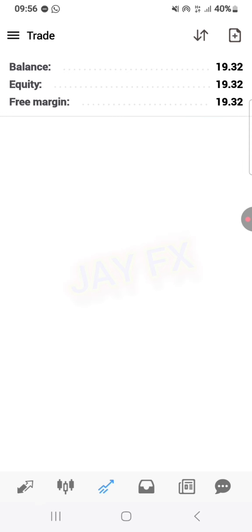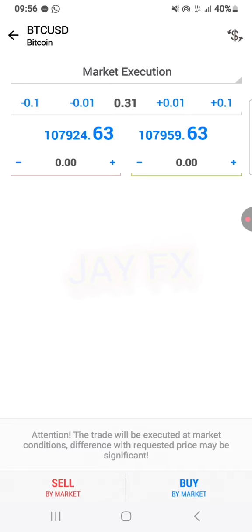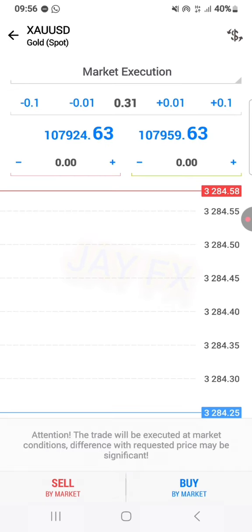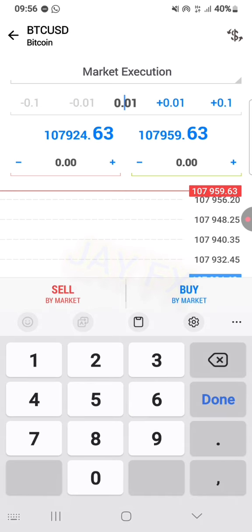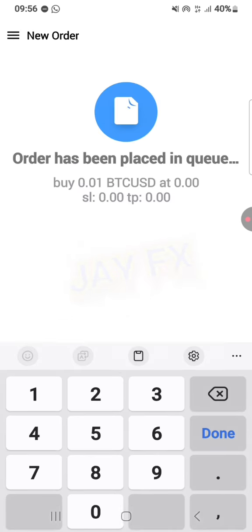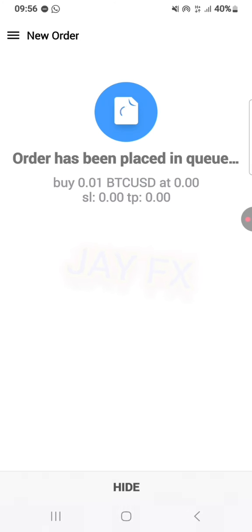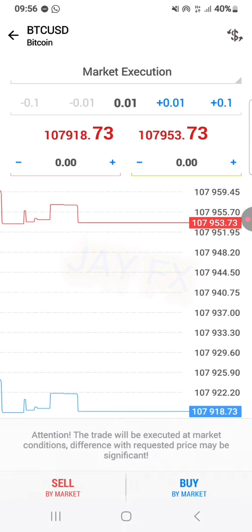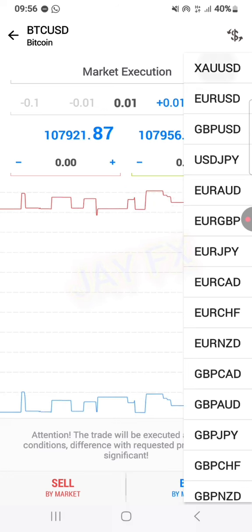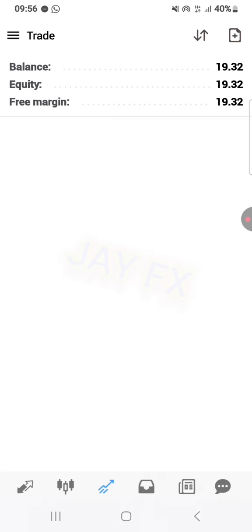Now, since we have realized that we are going up, we are going to buy our gold with 0.01. Don't be greedy. Once you're trading, you need to check how much you have and how much you want to risk. So we are buying gold here.